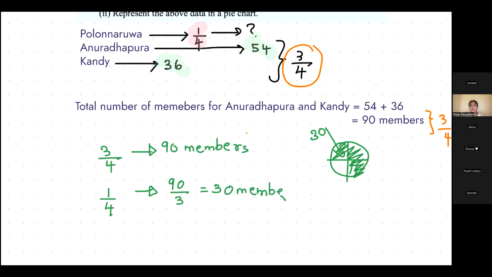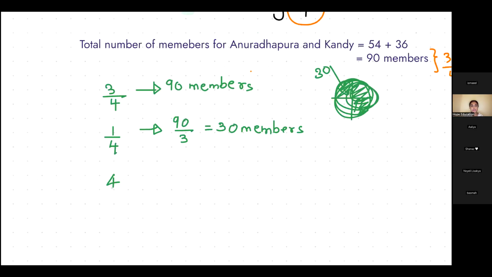Now what we want is the total number. That means we want the whole lot. The whole is 4/4. So if you take this particular cake, we know 1/4, that means one part, is 30. The whole cake has 4 parts, right? So that is 30 multiplied by 4. That would be 120 members.